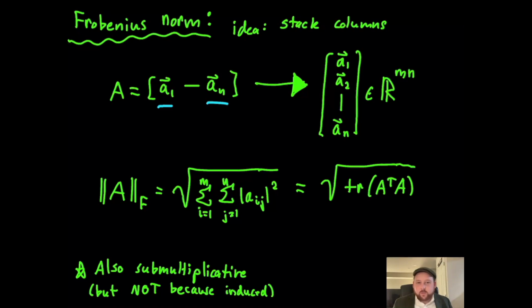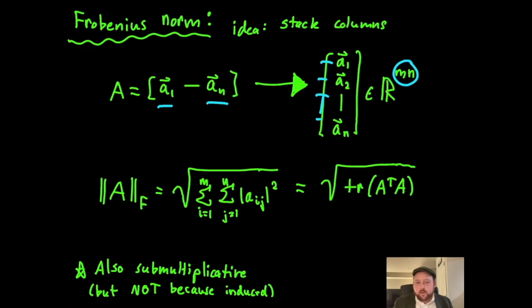So the sequence of its column vectors, we're just going to stack them into one big column vector. All I did is stack A1 on top of A2 all the way down to An. And what we're going to get is one big vector that lives in, not m by n anymore, but m times n. So I basically just flattened.